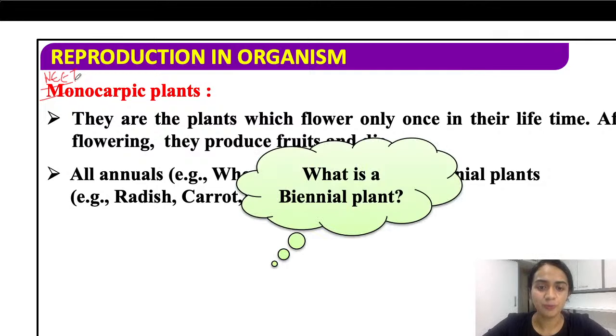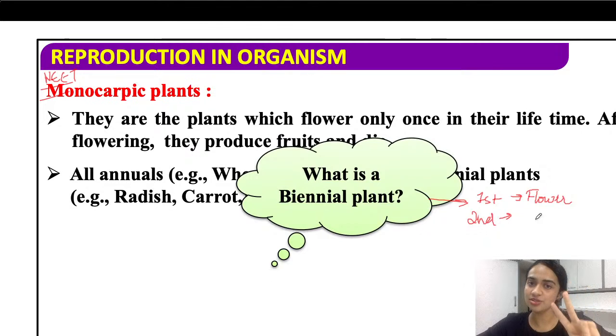Moving to biennial plants, like radish and carrot. In the first year they flower, and the ovule, stigma, and everything is prepared. Then they undergo pollination. Biennial means two, so it is going to take 2 years. In the second year, they are going to fruit, that means they are going to produce some fruit, like in the case of radish and carrot.